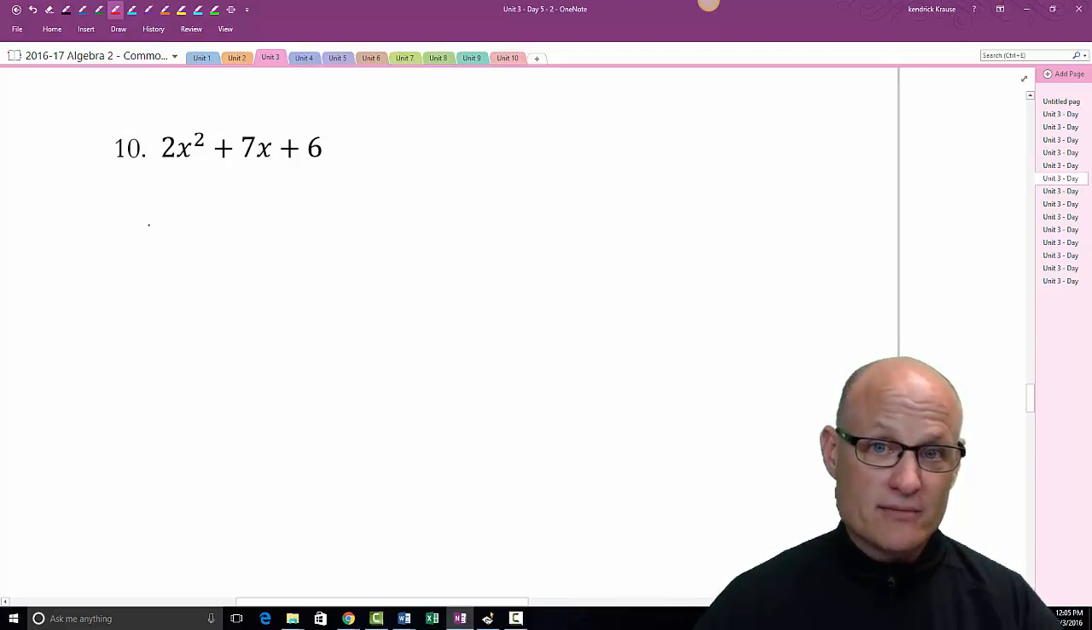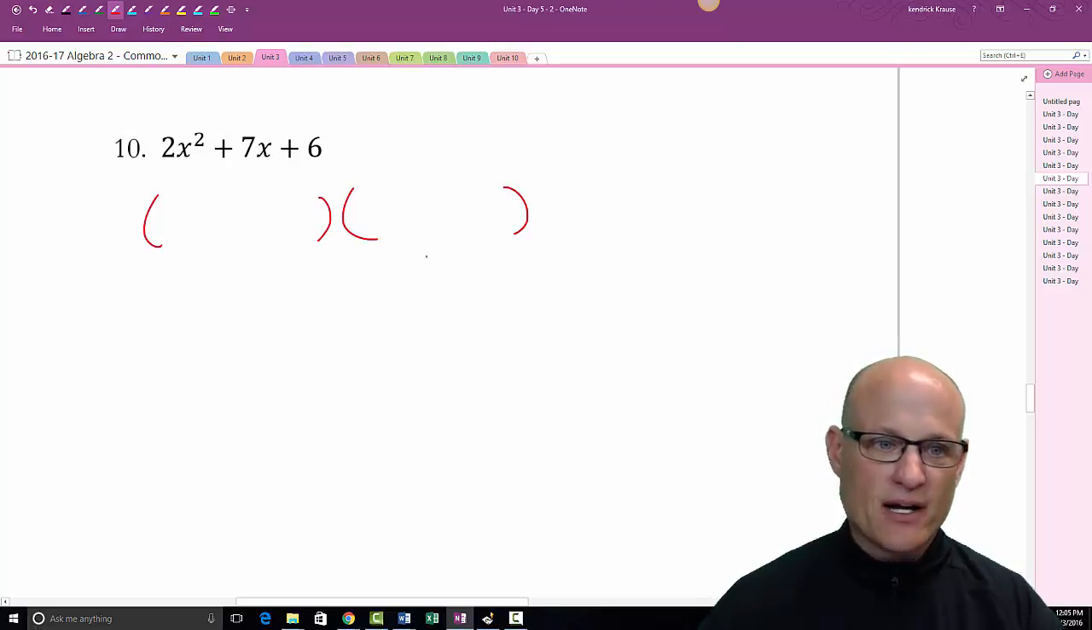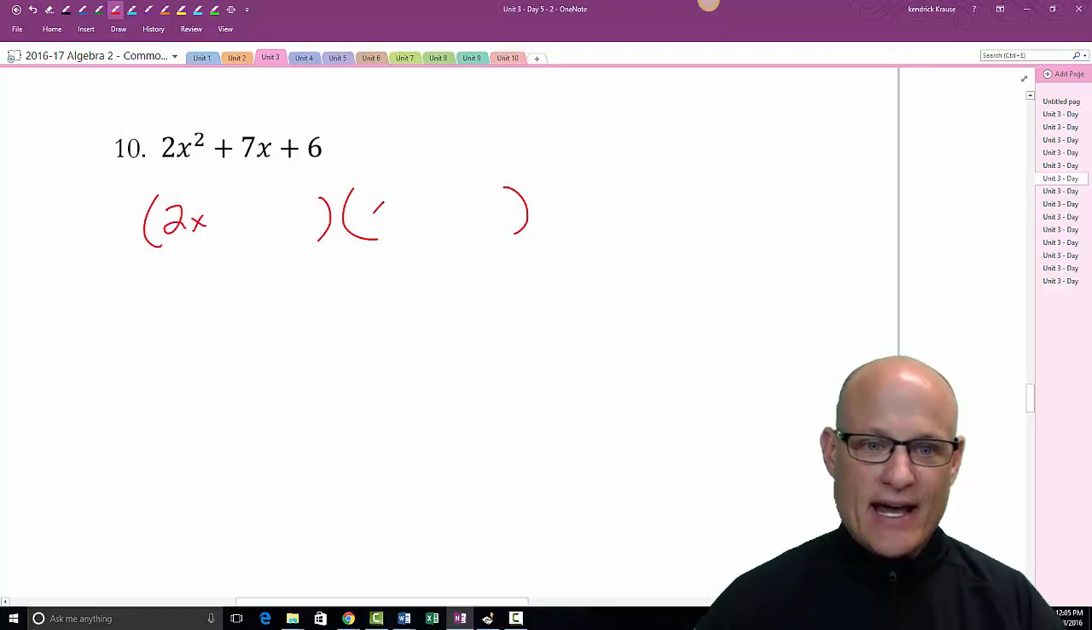Pause it, try it, come back. It's the only way you're going to get it. You can watch a professional basketball player play all day long, but unless you get out there and shoot, you're not going to get any better at it. You have to practice. All right, the only way to multiply to 2x squared is 2x and x.